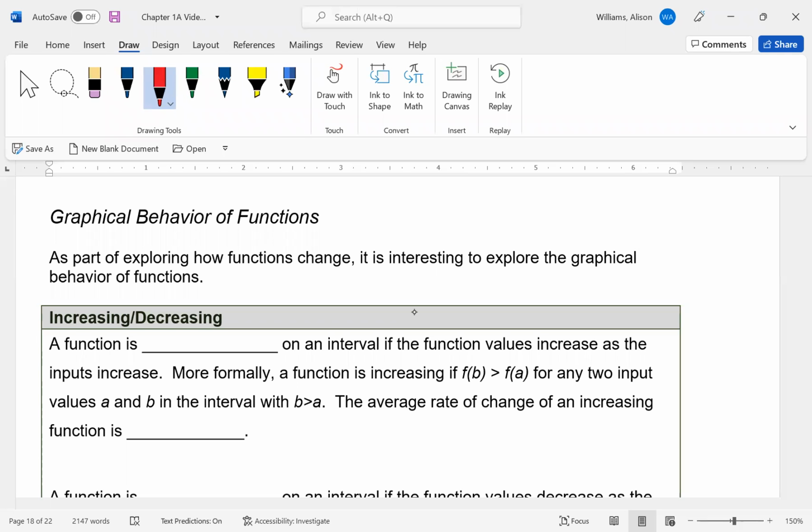In this video, we're going to talk about graphical behaviors of functions. There are some key things that functions do that we can study that are useful to us, especially for those moving into calculus. So let's start by talking about this concept of increasing and decreasing. A function is increasing on an interval if the function values increase as the inputs increase.